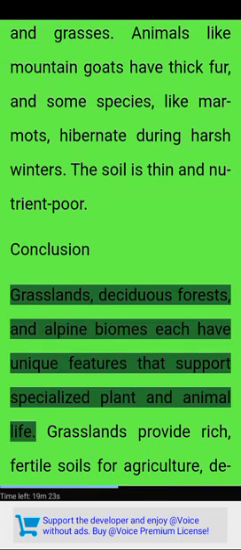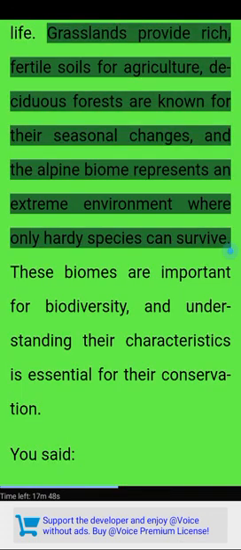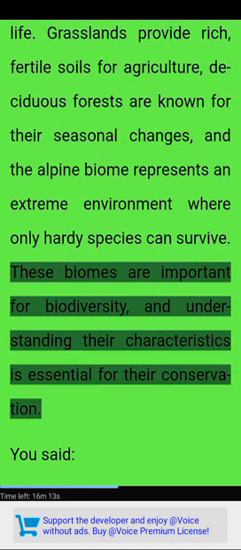Conclusion. Grasslands, deciduous forests, and alpine biomes each have unique features that support specialized plant and animal life. Grasslands provide rich, fertile soils for agriculture. Deciduous forests are known for their seasonal changes, and the alpine biome represents an extreme environment where only hardy species can survive. These biomes are important for biodiversity, and understanding their characteristics is essential for their conservation.